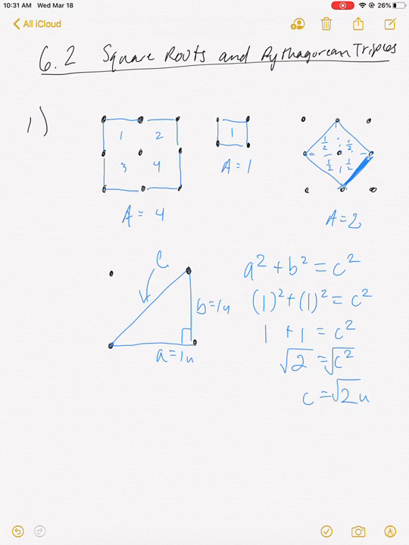Okay, so that's the answer to the blank on this first one. If the area of the square is 2, how long is its side? Well, it's square root 2 units. What does that mean? Well, it means that the side length is equal to a number multiplied by itself, however long that is, to equal 2.